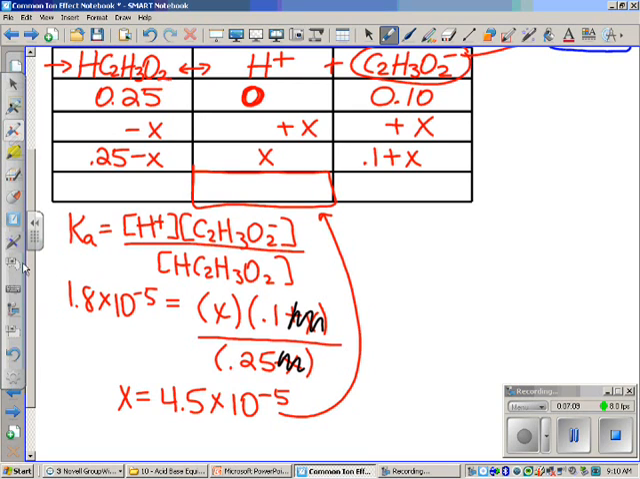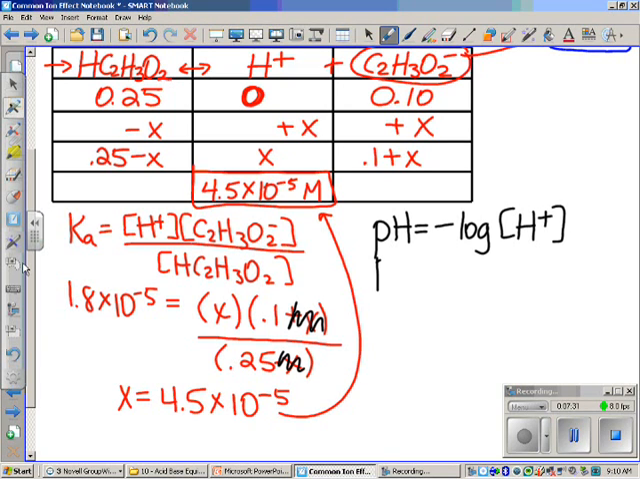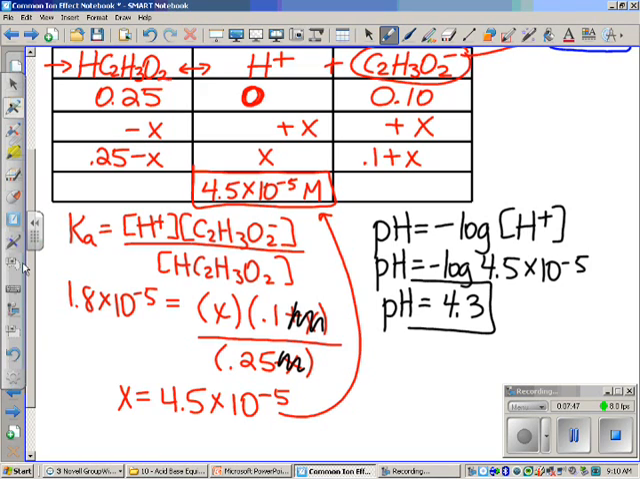That x value is what we need to plug in here because that one is represented just by x. So 4.5 times 10 to the negative fifth molar is our concentration of our H plus. I'm not even going to plug it in on the other two because I'm not solving for either one of those. I just want pH. So the pH of this solution is going to be the negative log of the H plus. So pH is going to be equal to the negative log of 4.5 times 10 to the negative fifth. When you plug that in, you get 4.3.